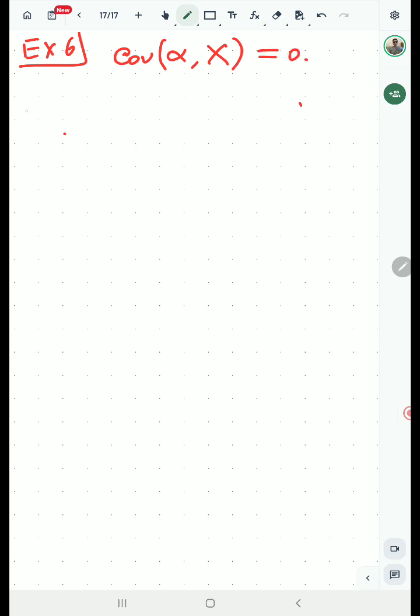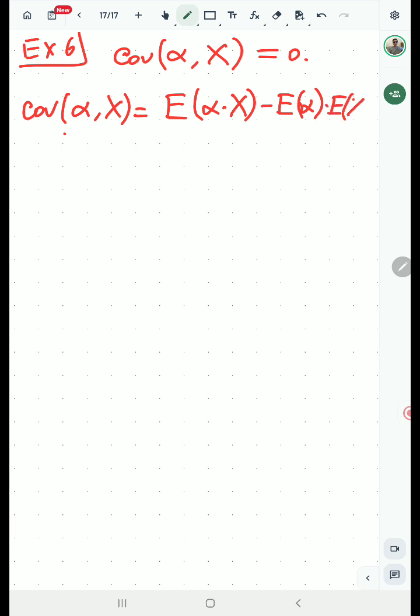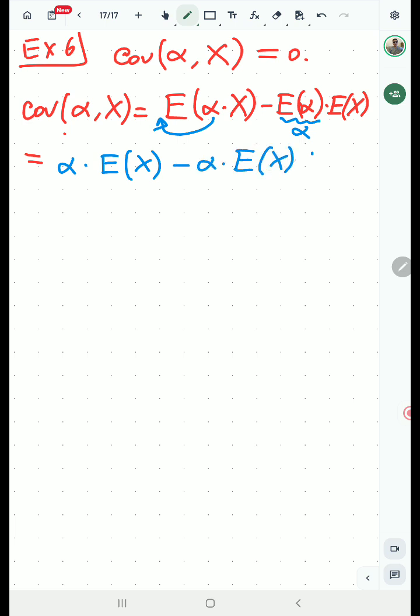It's easy to show that because we know that covariance of alpha and x can be written as the expectation of alpha times x minus the expectation of alpha, the first term, times the expectation of the second term, right? Due to the linearity of expectations, we can easily take alpha out and write it as alpha times expectation of x. And we know that the expectation of alpha is just alpha. Expectation of a constant is the constant. So we get alpha times expectation of x minus alpha times expectation of x, and that gives you 0. Okay, that is the solution.